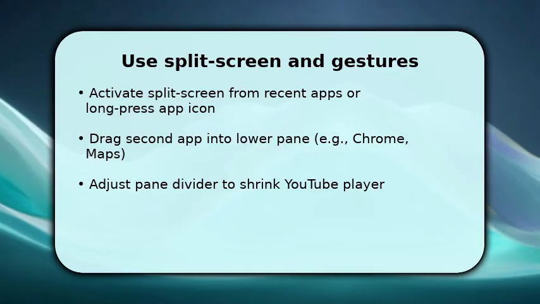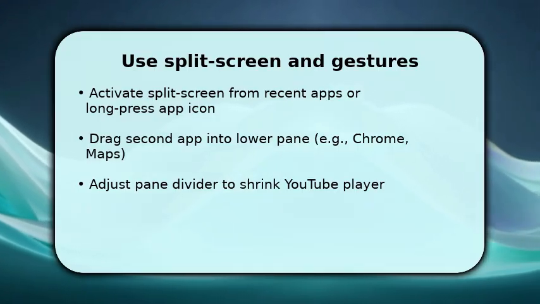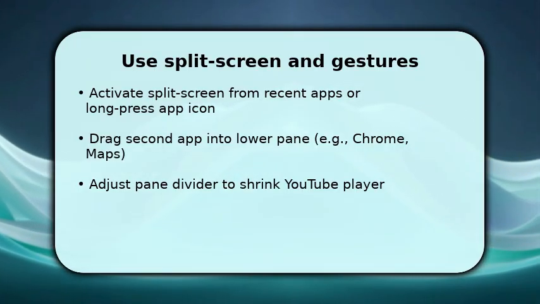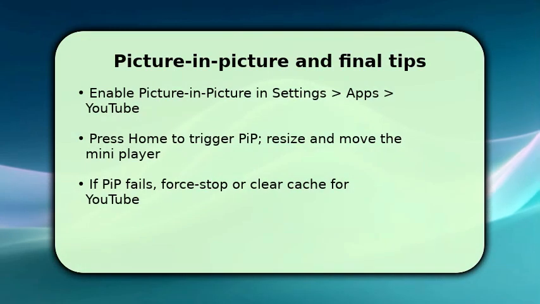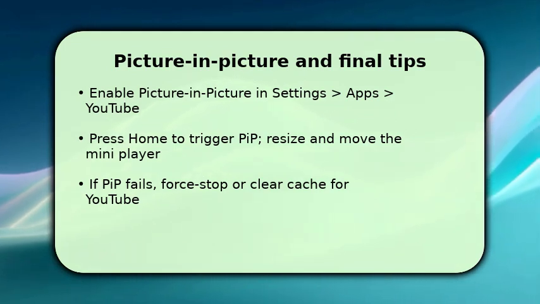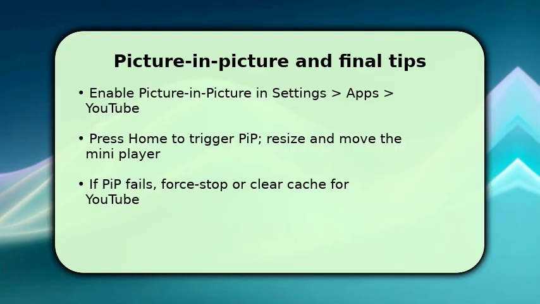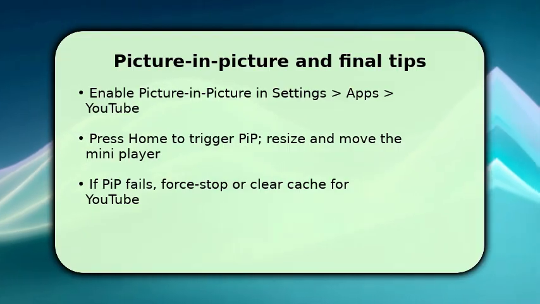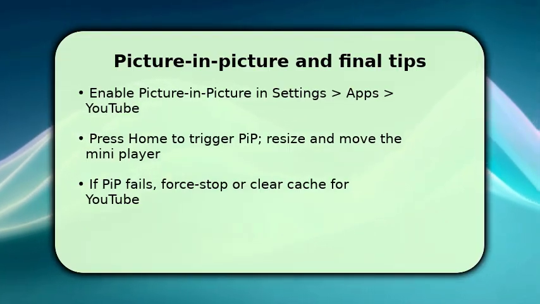Make sure to use gestures correctly, because Pixel navigation can change the split screen. Enable picture-in-picture in Settings, Apps, YouTube so that pressing home reduces the player to a floating window. You press home to trigger PiP, then drag the mini player to any corner and pinch or expand to resize. This frees the screen while keeping video visible.